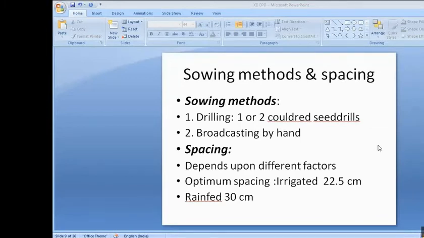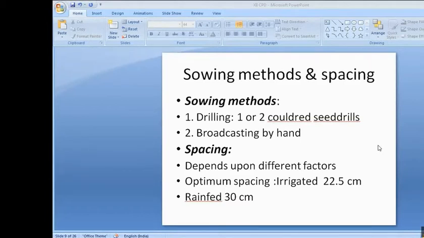Seed drill is used. If there are two tubes attached to the seed bowl, it is called a dufan. When we apply seed on the bowl, it goes through the two tubes into the soil. That is called a dufan. If there are three tubes, it is a trifan.